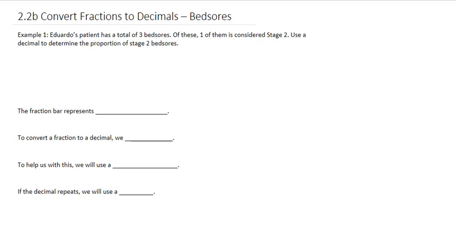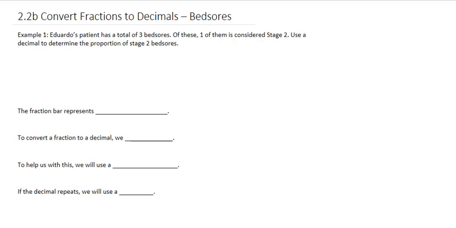Convert fractions to decimals. Eduardo's patient has a total of 3 bed sores. Of these, one of them is considered stage 2. Use a decimal to determine the proportion of stage 2 bed sores. So first we know that this is a fraction, so we begin to write it out.